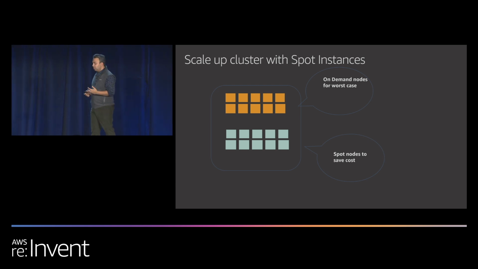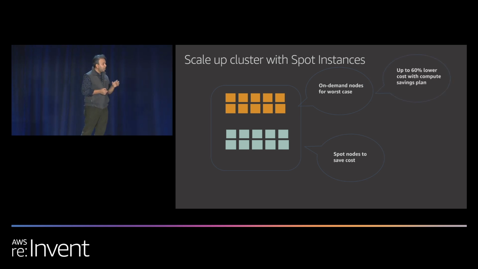So the cost of this cluster can be further reduced. For example, the on-demand nodes, I can then go and add them to a savings plan, and that will give me an additional 60% discount.